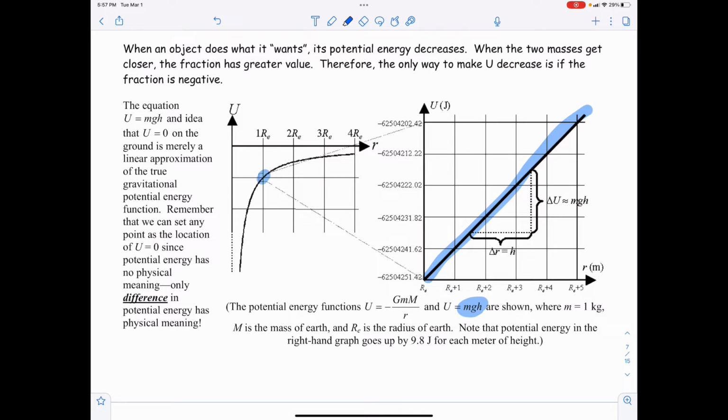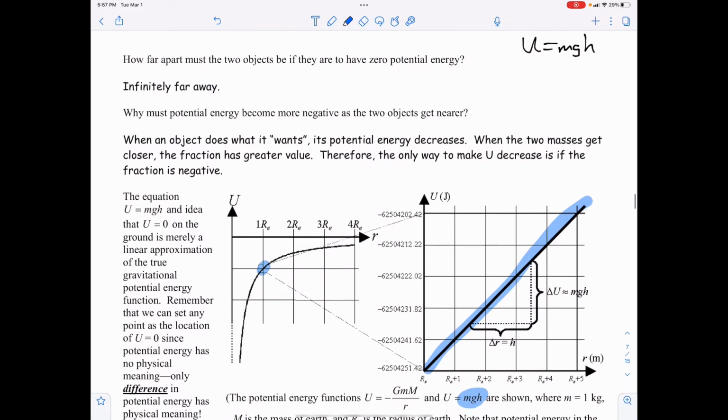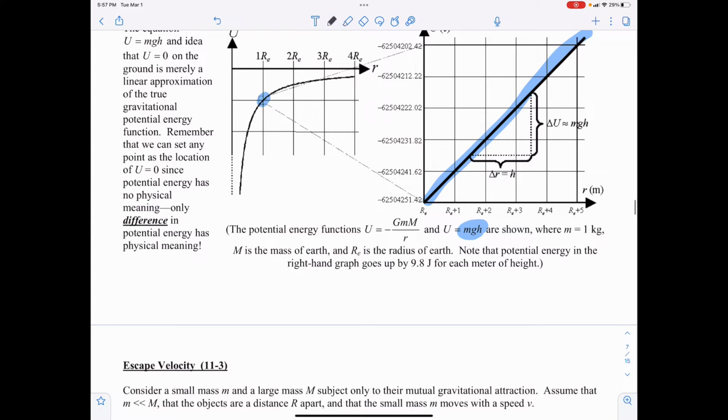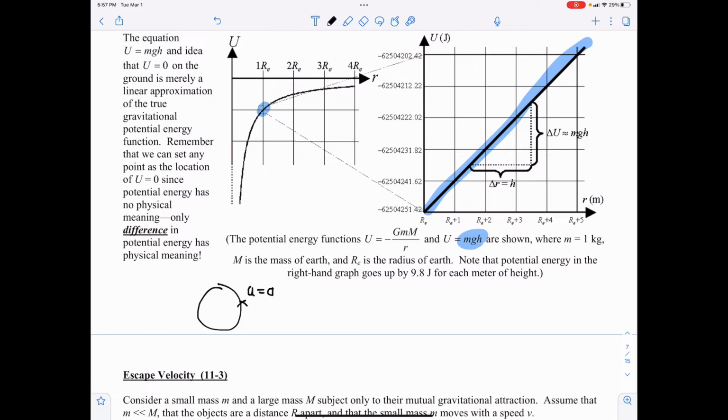Again, if this is the surface of the Earth, and you're setting the surface of the Earth at potential energy equals 0, that means that the potential energy some infinite distance away over here has to be, we have to essentially be at negative potential energy as we get closer and closer to the radius of the Earth.